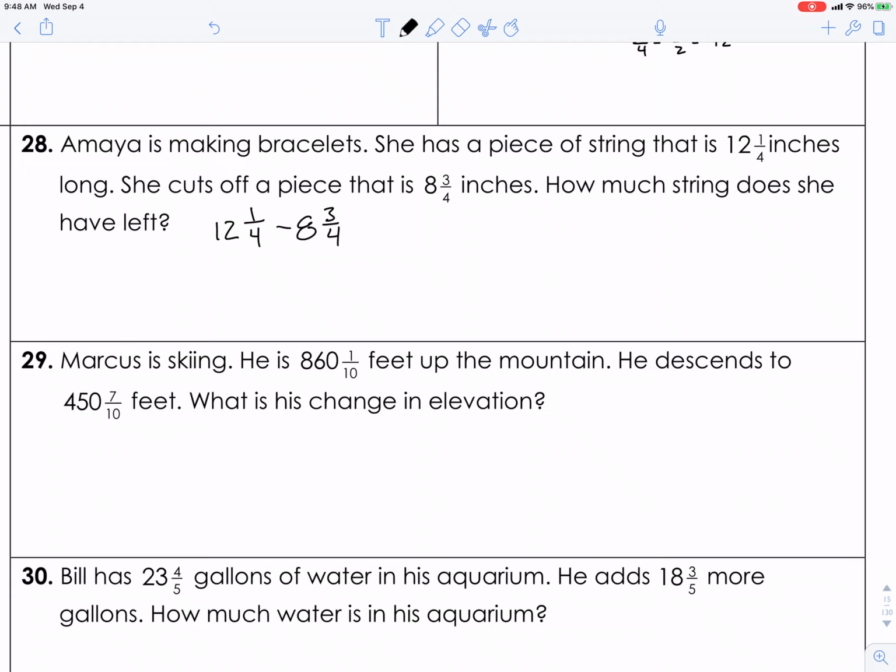So we need to convert both of those mixed numbers into improper fractions. So again, I multiply and add. So 4 times 12 is 48, plus 1 is 49. Then the denominator stays the same. Subtract here, 4 times 8, I multiply and add. 4 times 8, that's 32, plus 3 is 35. Denominator stays the same. 49 minus 35. The denominator is going to stay the same, so I'm just going to go ahead and write it. Well, 49 minus 35, 14. Okay, so I have 14/4.